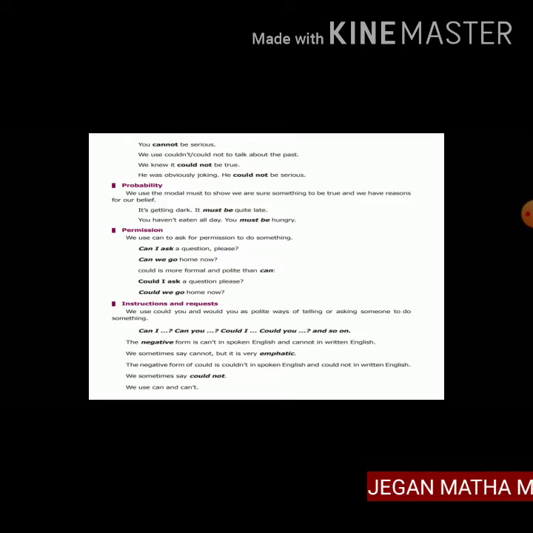Permission. How will you use it? We use can to ask for permission to do something. We have to ask permission from someone. Can is a modal, and we can ask questions with it. Can I ask a question, please? Can we go home now?